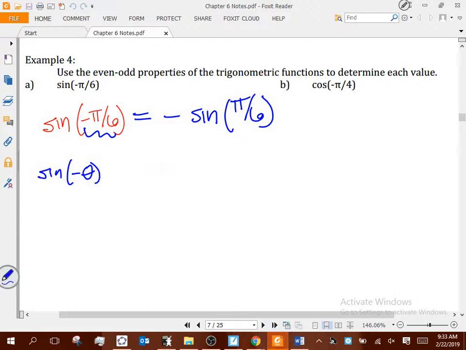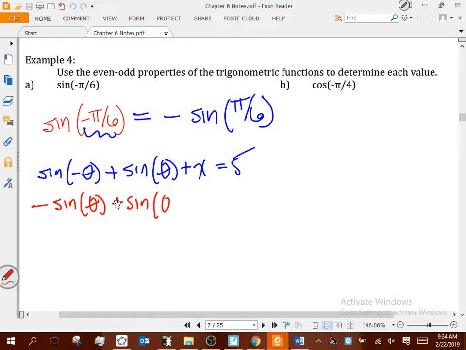Or maybe I had something like this: sine of negative theta plus sine of theta plus x equals maybe 5 or something like that. So they had an equation like that, okay? I can't do anything. Some people might say, well, that's 2 sine theta. Well, I can't do that because one is negative theta, the other one is positive theta. Does that make sense? So what I can do, though, is rewrite this first one as the opposite of sine of positive theta. That's a true statement now, right? Plus sine of theta plus x equals 5.